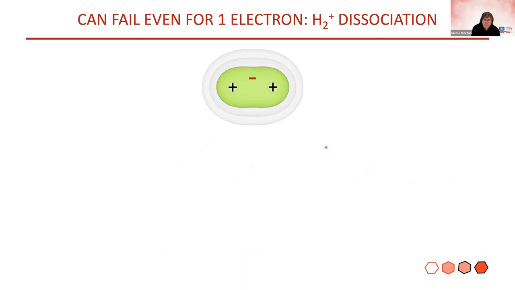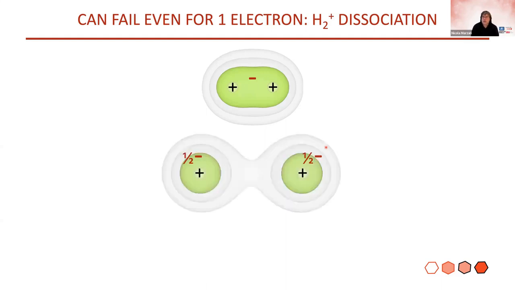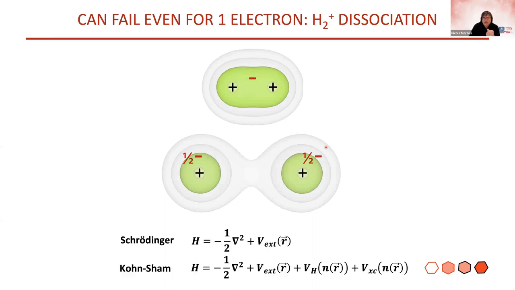And actually, and probably this is the most important concept I want to pass to you, this theory that gave Walter Kohn the Nobel Prize, and is really a reformulation of quantum mechanics, can fail even for a one electron system. You take the simplest molecule, one electron binding two protons, H2+, you dissociate it, and for this one electron problem, this is what the Schrödinger equation looks like, and this is what the Kohn-Sham equation looks like.